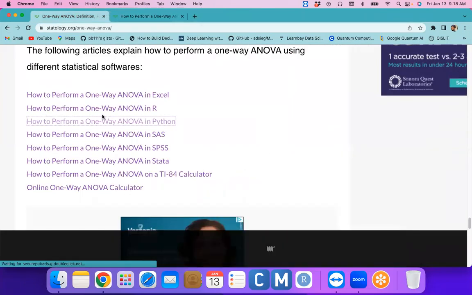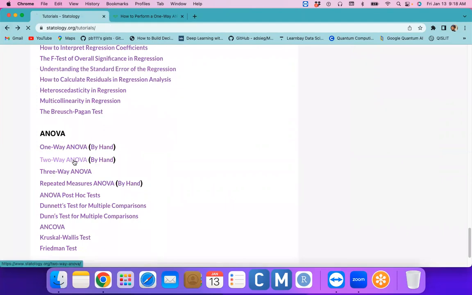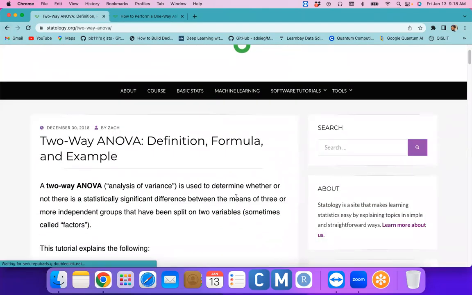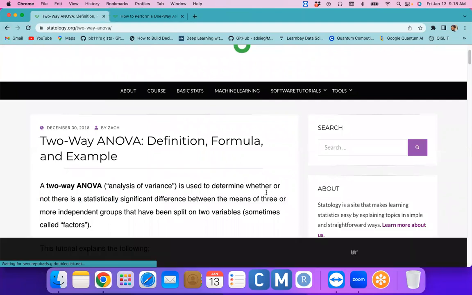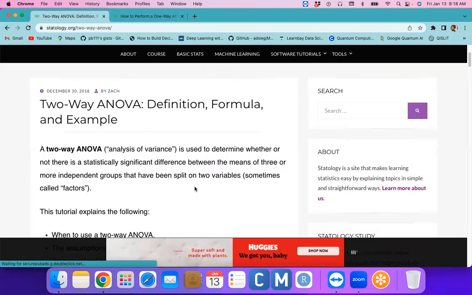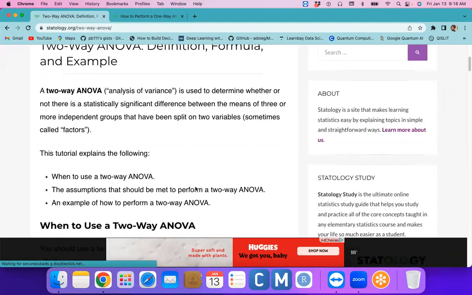And here we have a two-way ANOVA. Two-way ANOVA in the sense we have 2 groups. A two-way ANOVA is used to determine whether or not there is a statistically significant difference between the means of 3 or more independent groups that have been split on 2 variables, sometimes called the factors.